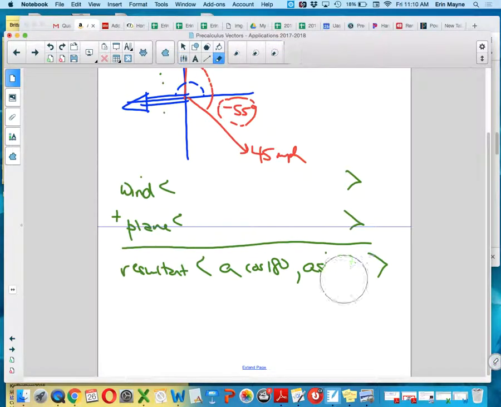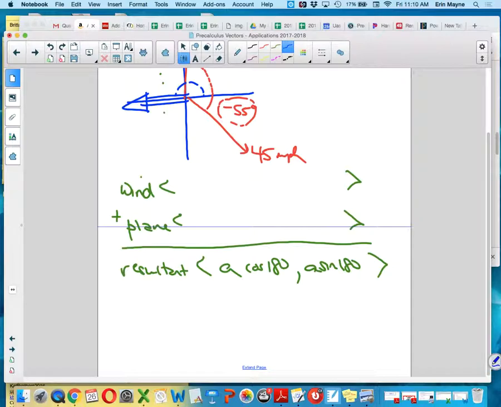What I want you to now do in your groups is write out the component vectors for the wind and the plane. Okay? Wind and the plane, go. I know my wind would be 45 at negative 55. And then the plane would be 540. We know the speed.